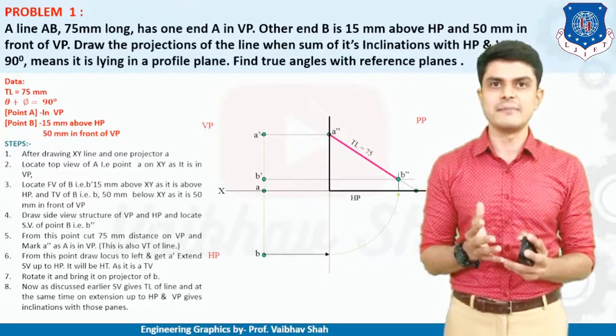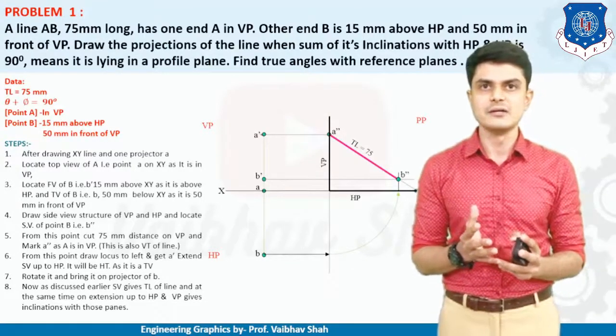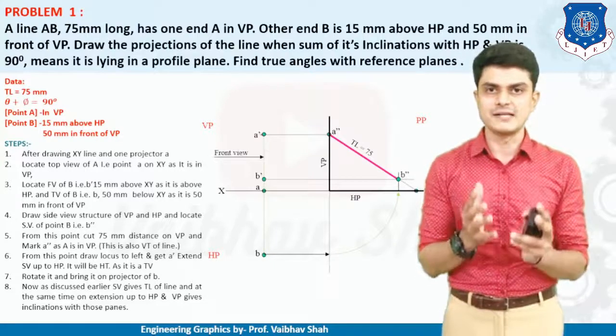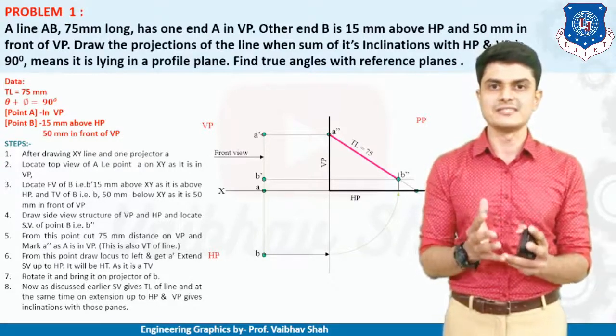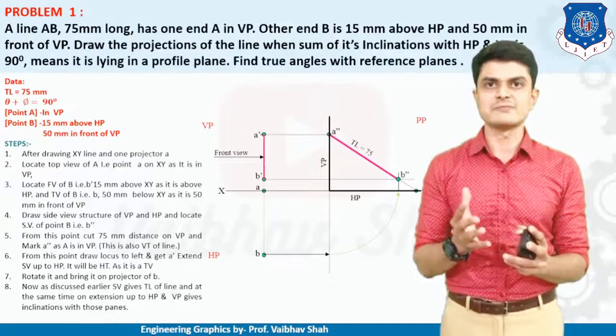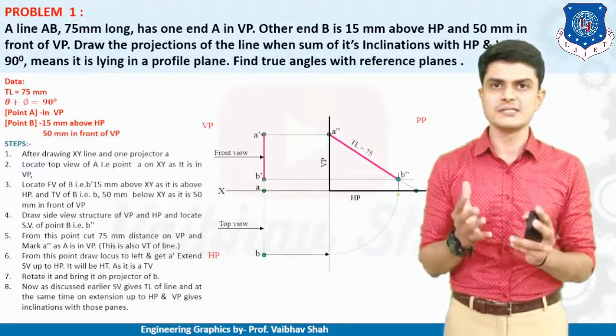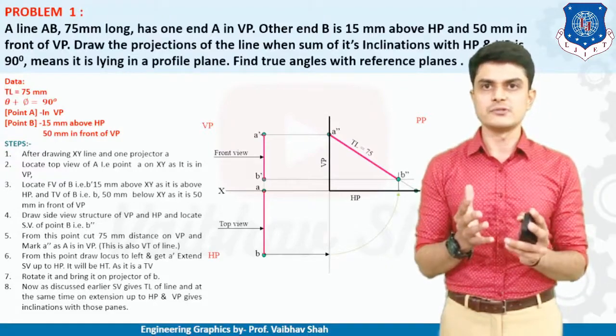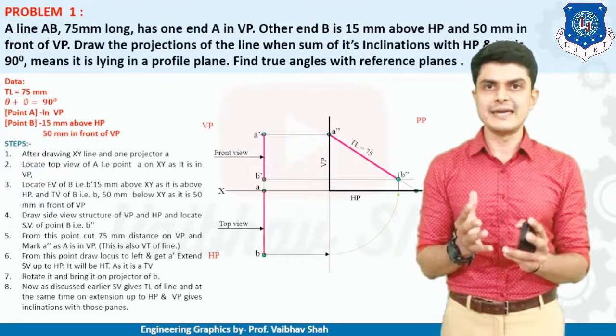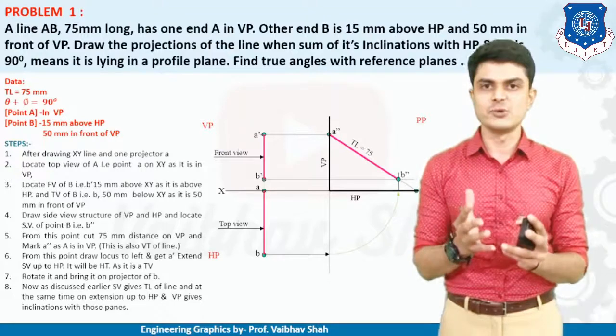So now let us make this line darker. This is nothing but your front view because it is lying in your VP. So this is now your front view. And the below view, it is lying on your HP. That's why it is known as your top view.